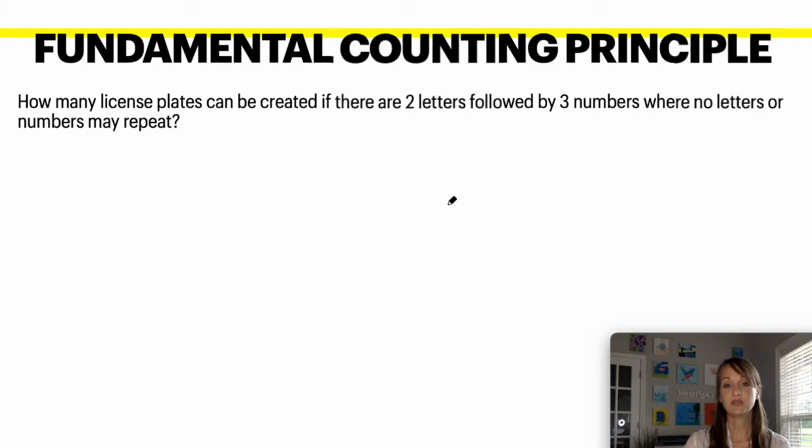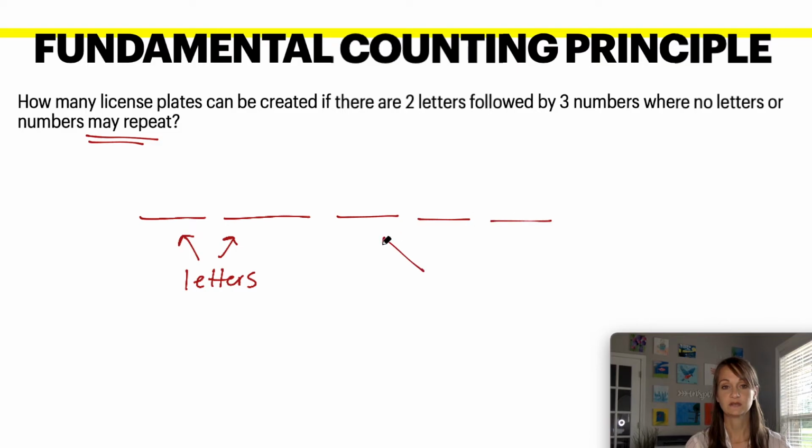How many license plates can be created if there are 2 letters followed by 3 numbers where no letters or numbers may repeat? First, the license plate is going to have 2 letters. So these first 2 will be letters, and then you have 3 numbers. Those will represent numbers. Now, we know again that there are 26 letters in the alphabet, but this is different in that they said letters or numbers may not repeat. Whatever letter is used for the first blank, that means you will only have 25 letters to choose from in the second blank.